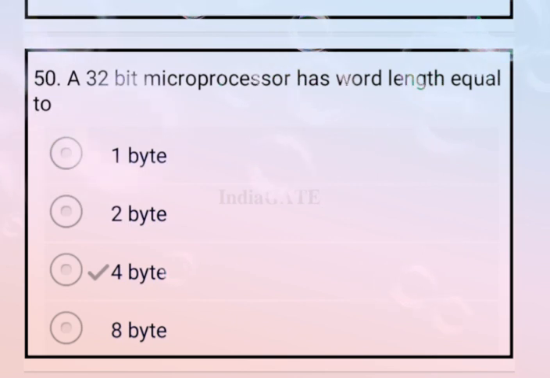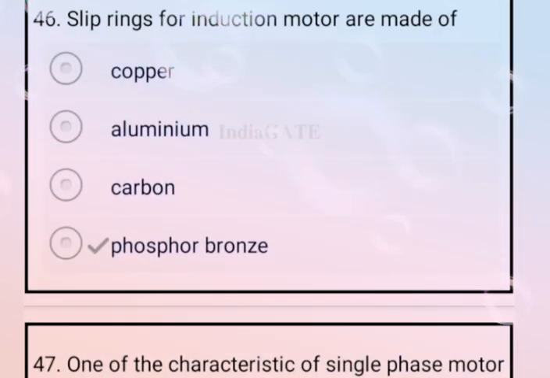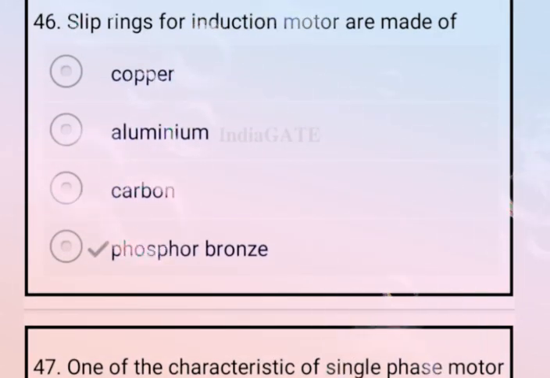Now, on the basis of these previous year EKT questions, you have got an idea about the level of the EKT. And I'm going to repeat again: if your basics are clear with the related engineering subjects, then the EKT exam is also going to be clear.